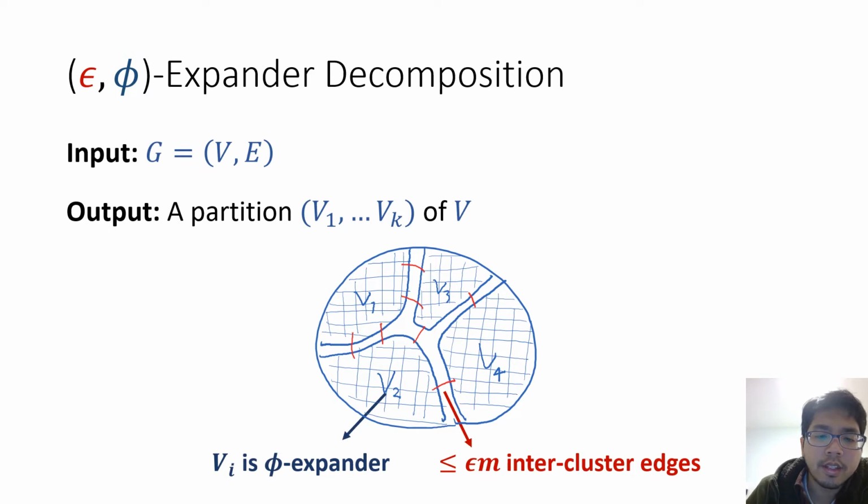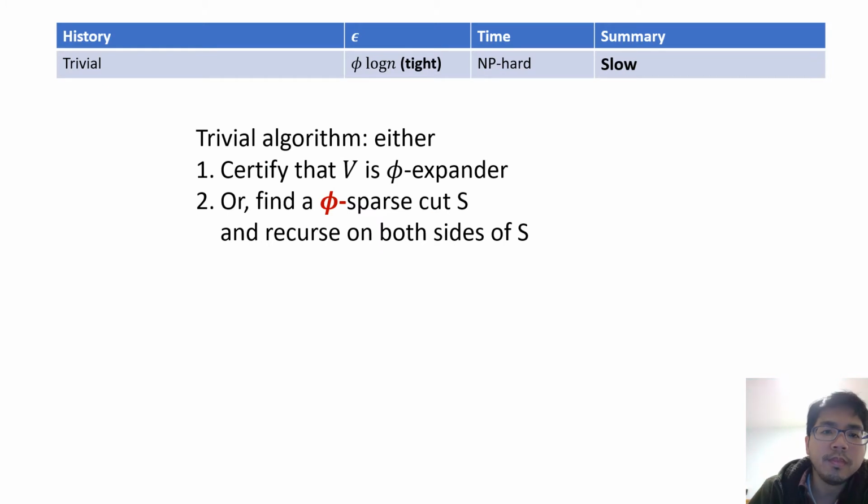Okay, so now what we want to get is an epsilon-phi expander decomposition, where each cluster is a phi expander, and at the same time only an epsilon fraction of edges are intercluster edges. So given that we know the formal definition, let's see how to compute it. The first trivial algorithm is just the following.